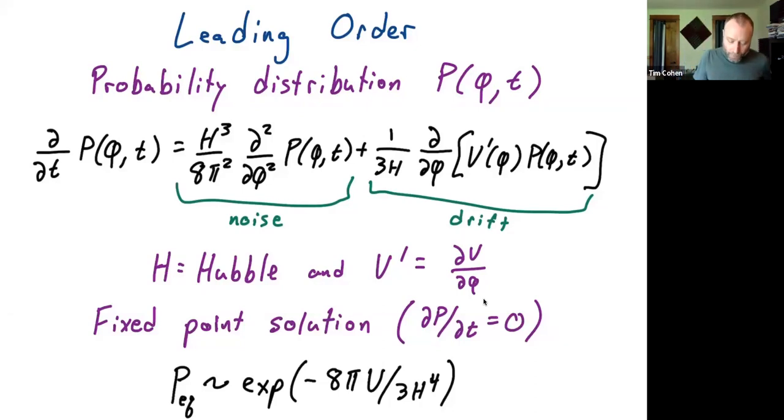So at leading order, this is just the same equation, okay? And you can solve this for a fixed point solution. You can set the time dependence to 0, and you can find that the equilibrium solution that you arrive at here is just that it goes like e to the minus 8 pi squared over V, normalized correctly, okay? The purpose of this is going to allow us to understand how to systematically correct this equation as an expansion around this equilibrium solution.